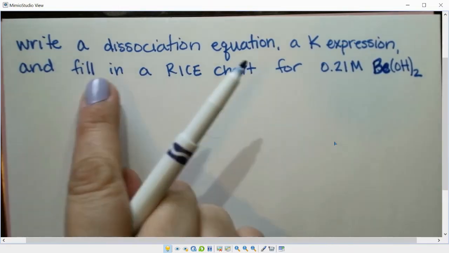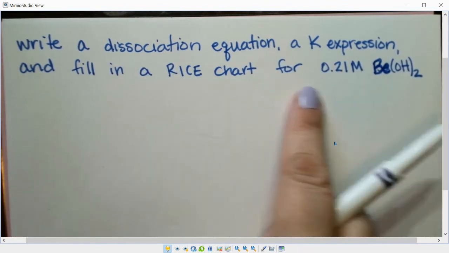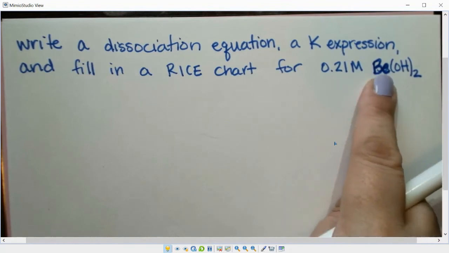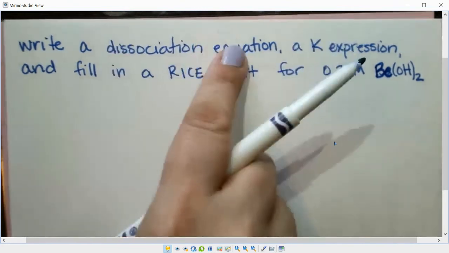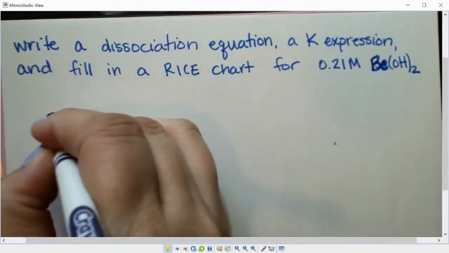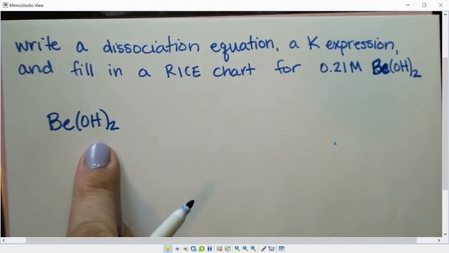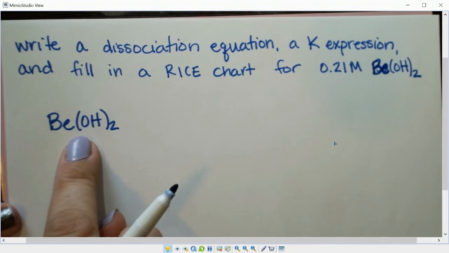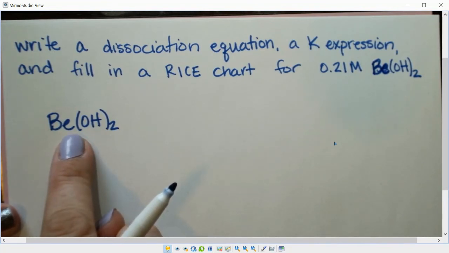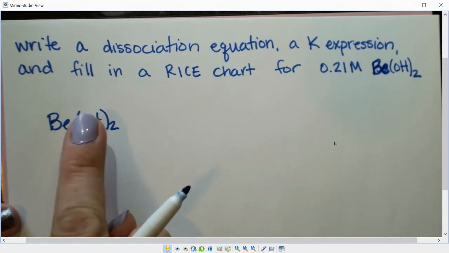So our next example says to write a dissociation equation, a K expression, and fill in a RICE chart for 0.21 molar Be(OH)2. That's beryllium hydroxide. So for a dissociation equation, we take our Be(OH)2 and verify whether this is a weak acid or a weak base. I know it's weak because it's not strong. That's the way you know something is weak, if it's not strong. And it's a base because it has OH on it.